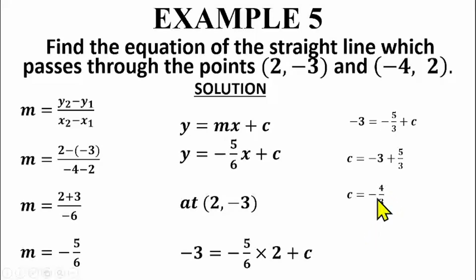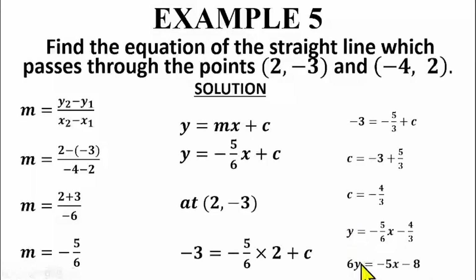If you take this one now and return it back into this equation here to replace c, you will be having y equals minus 5 over 6 x, then minus 4 over 3. So this is the equation we are looking for of the straight line, but we can also clear the denominator by multiplying through by the LCM of 6 and 3. So the LCM of 6 and 3 is 6. So you can multiply this by 6.